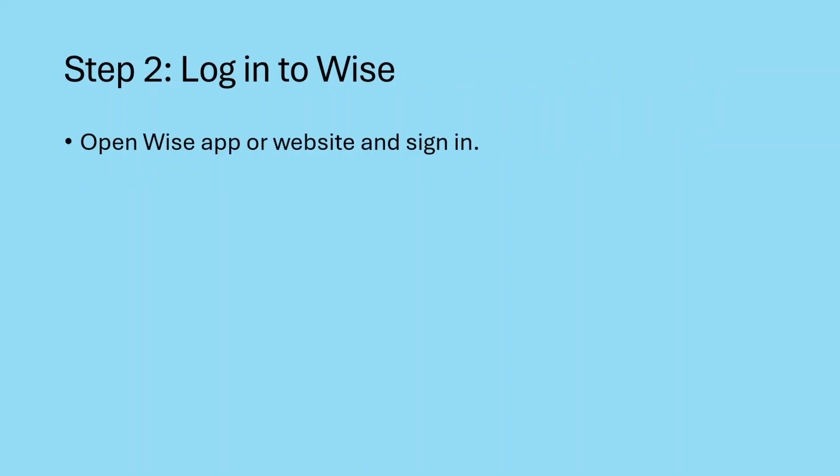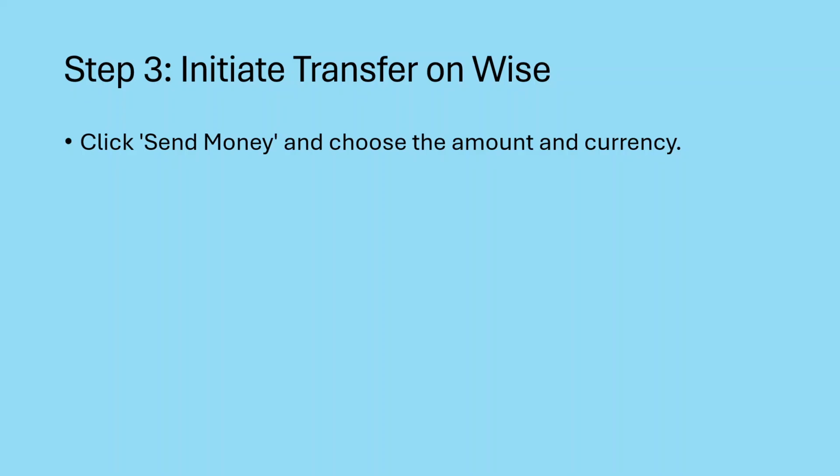Step 2. Log into Wise. Open the Wise app or website and sign in with your account credentials. Step 3. Initiate transfer on Wise. Click Send Money and choose the amount and currency.